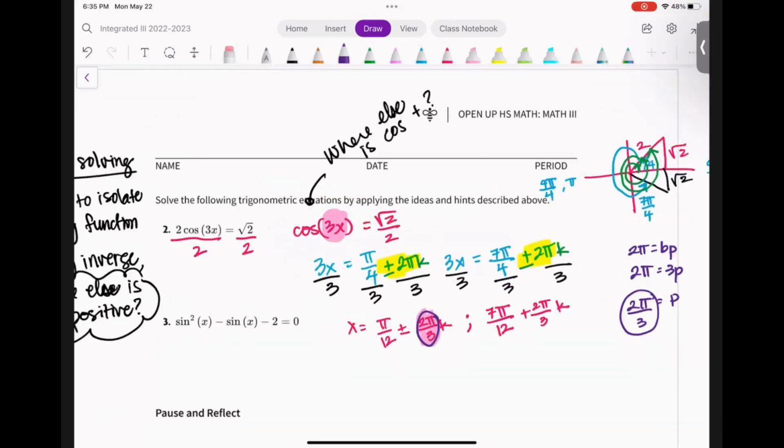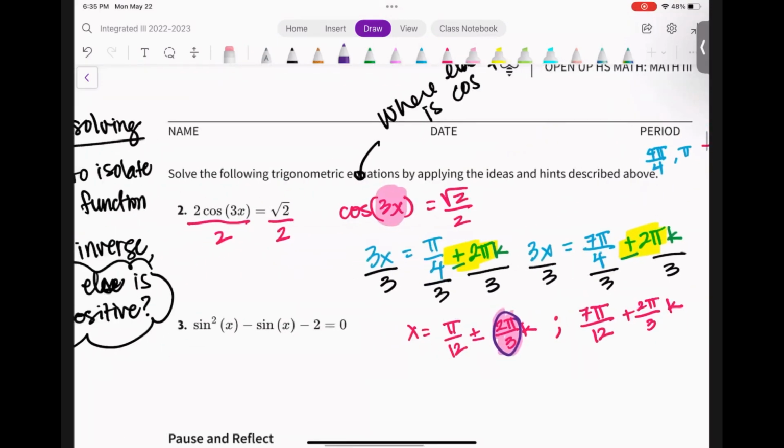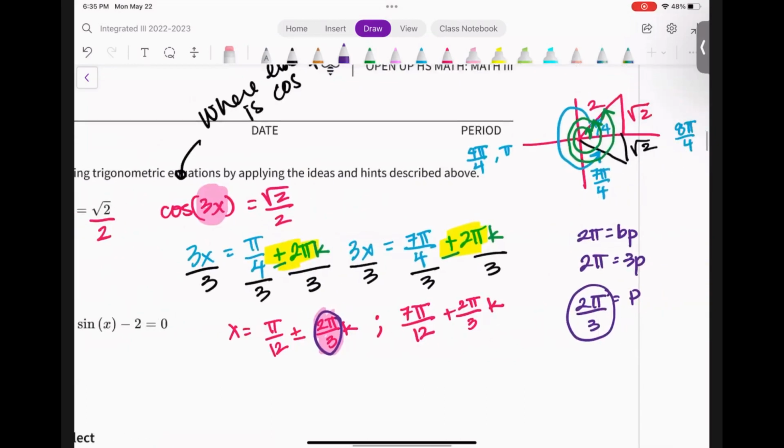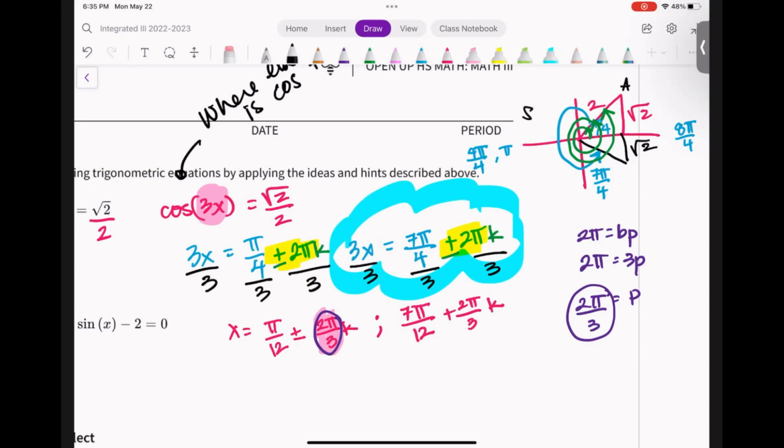So what was hard about this problem? Is it isolating your cosine? I think for the most part, what I've seen mostly is students having a hard time finding the second answer, meaning this guy here. So again, if you're familiar with your graph and you're familiar with all students take calculus, this will help you find that second answer.